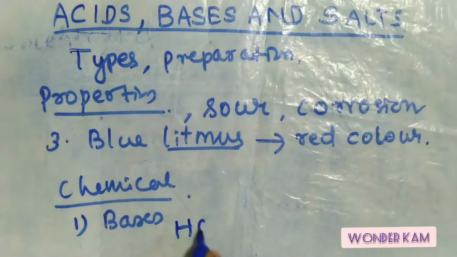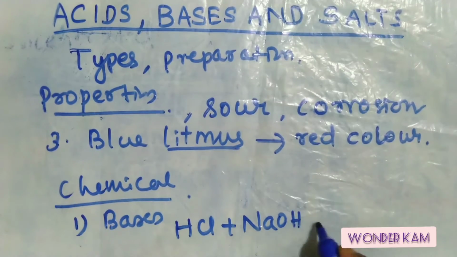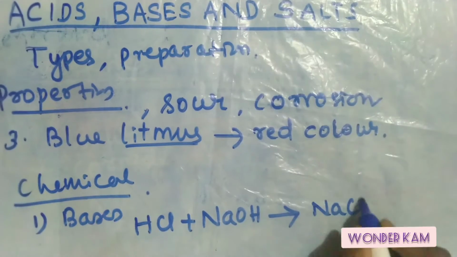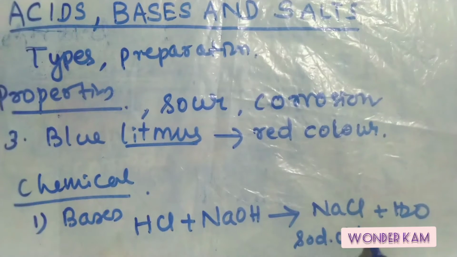A common example is when hydrochloric acid reacts with sodium hydroxide, which is a base, then we will get salt plus water. This is your sodium chloride, one salt. So this is one reaction with bases. Second one, so let me clean this.